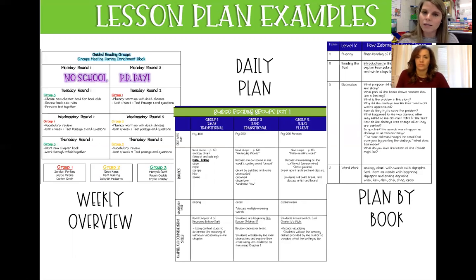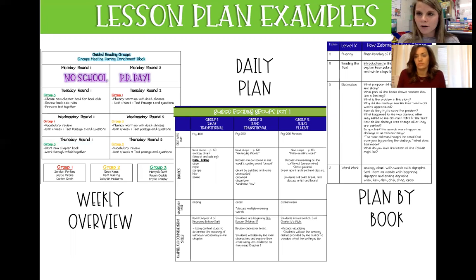Jessica has in the middle here an example of a daily plan with 3 groups. So she's got her transitional lower group going first, her middle transitional group, and then her fluent readers at the end. And so she has broken down, she's going to work on their sight word list first, get into a little bit of phonics instruction, go through their vocab, and then get to the actual reading and comprehension skills. Or if you like, you can plan by the book as well.